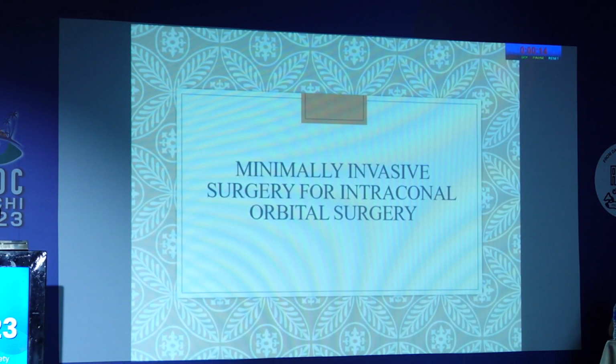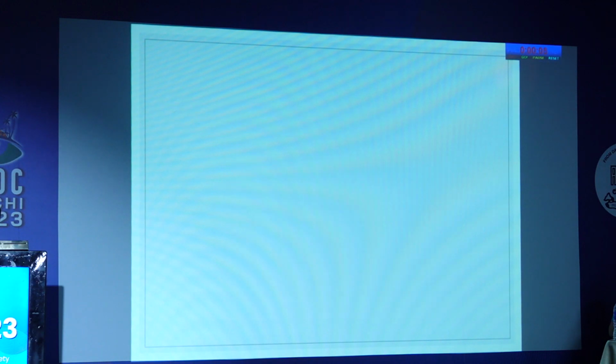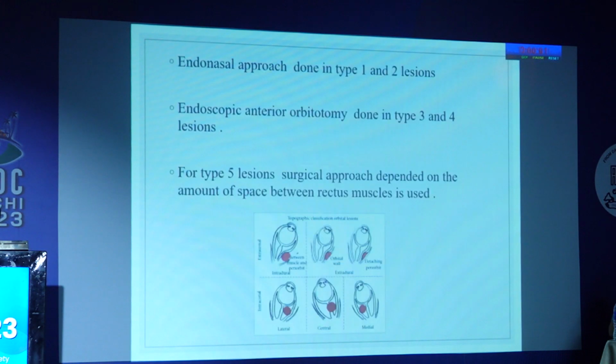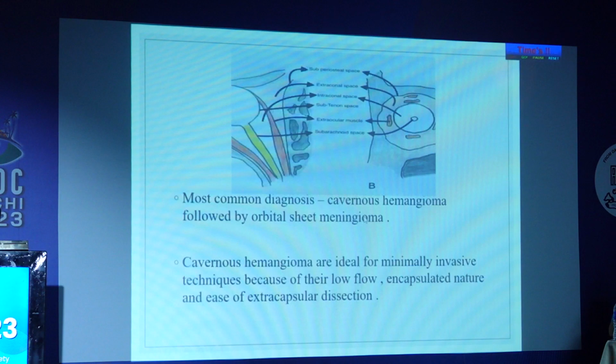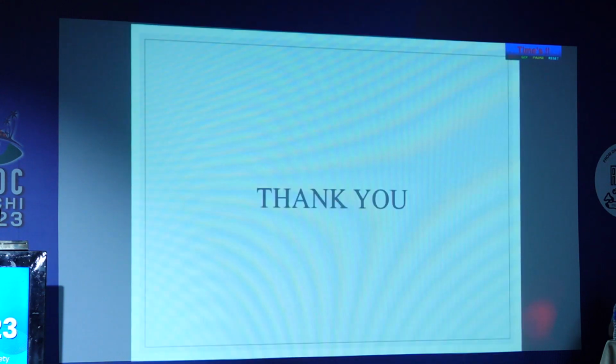A short note about minimally invasive surgery for intraconal orbital surgery. Tumors were classified on the basis of their relationship with the optic nerve into 5 groups. These are the 5 groups in which they were classified. An endonasal approach was done in type 1 and type 2 lesions. The most common diagnosis was cavernous hemangioma. Conclusion: the minimally invasive operating technique leads to less pain, faster recovery, quicker return to work, and better cosmetic results. Thank you.